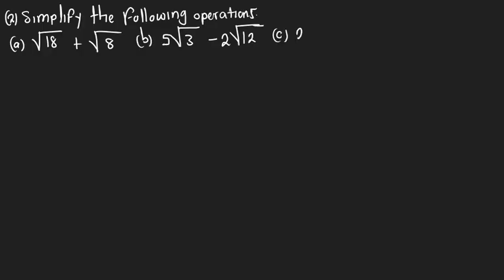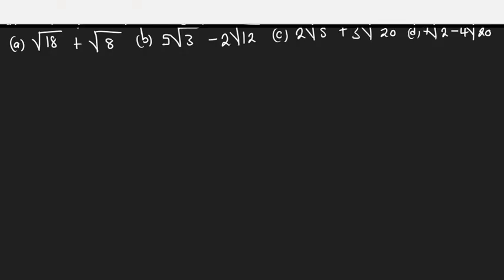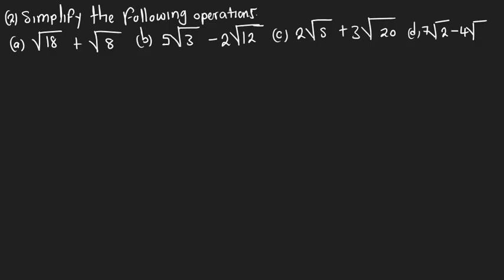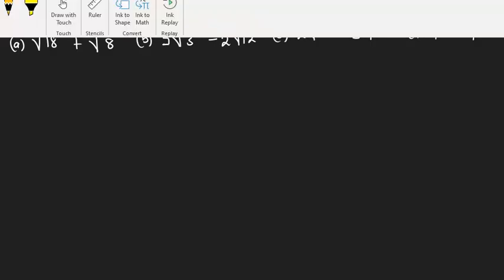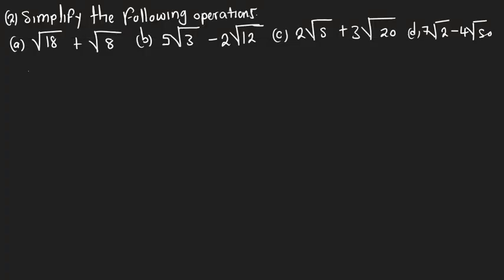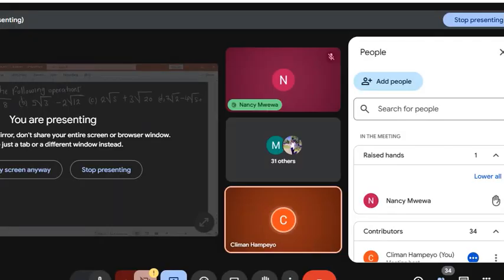C, 2 root 5 plus 3 root 20. D, 7 root 2 minus 4 root, okay, this is root 50. How do you perform these operations?